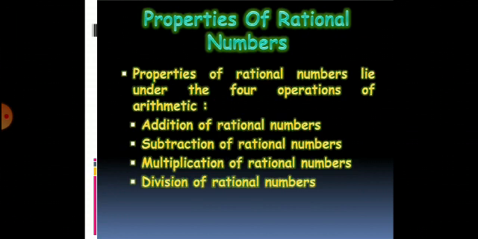Now in today's session, we are going to learn properties of rational numbers. Properties of rational numbers lie under the 4 operations of arithmetic. Like in your previous classes, you have learned properties of natural numbers, whole numbers, and integers. Here we are going to learn properties of rational numbers under 4 arithmetic operations, that is addition, subtraction, multiplication, and division.